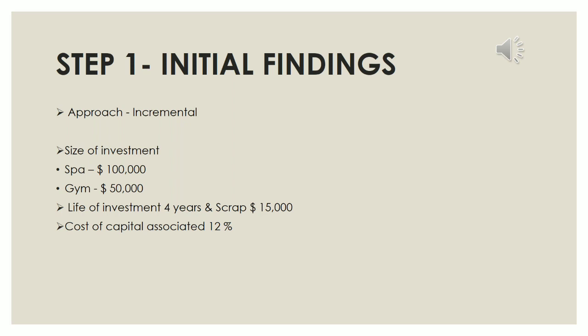They have to buy equipment and do refurbishment. The spa refurbishment cost will be 100,000 and the equipment cost for the gym will be around 50,000. The life of this project is 4 years. Moreover, there will be $15,000 of scrap value at the end of the 4th year. The feasibility report cost is 10,000, which is not relevant for this appraisal because this cost will be incurred anyway. In other words, this is a sunk cost.